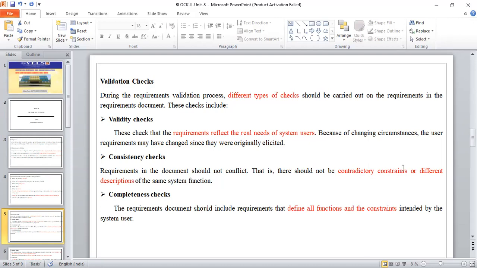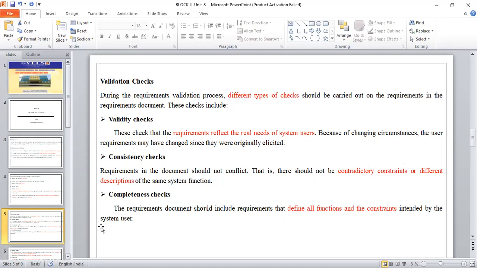And the next one is the completeness check. What is complete is that all the functions and the constraints available should be documented in the requirement specification. The requirements document should include requirements that define all the functions and constraints, all the functions and the conditions as intended by the system user. We should not leave out any piece of function. We should define all the functions and the constraints needed by the user.